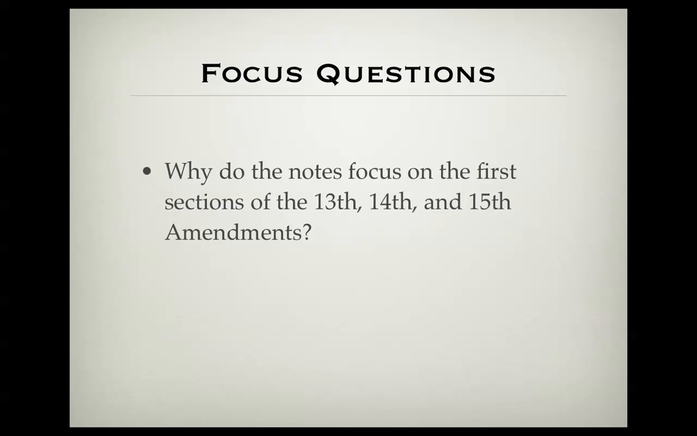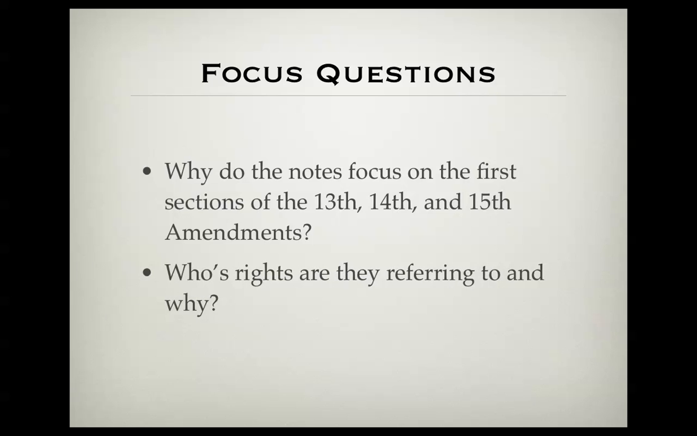The question is, why do the notes focus on the first sections of the 13th, 14th, and 15th Amendments? Why does the state of Virginia focus on those sections of the amendments? The second question I want you to think about: whose rights are we referring to and why? Whose rights are we talking about with the 13th, 14th, and 15th Amendments? Okay? Is it all Americans? Is it just one group of Americans? And why is it that one group of Americans, or why is it all Americans, if you believe so?